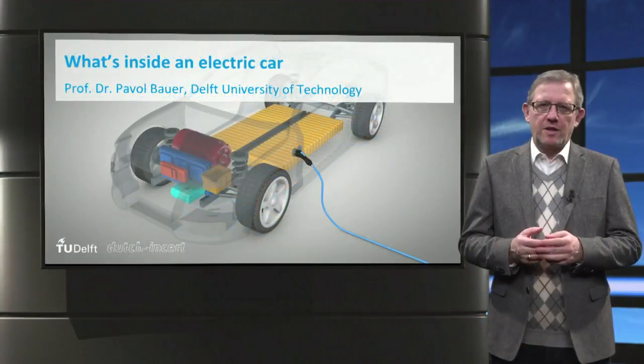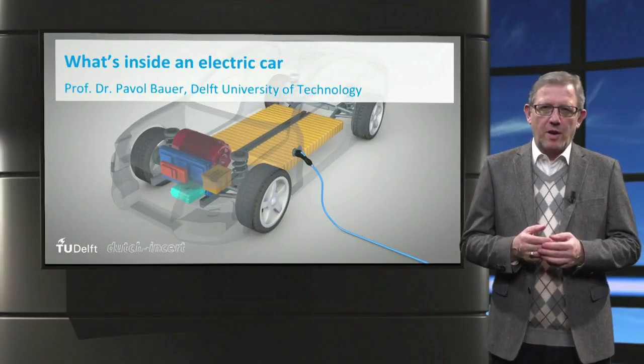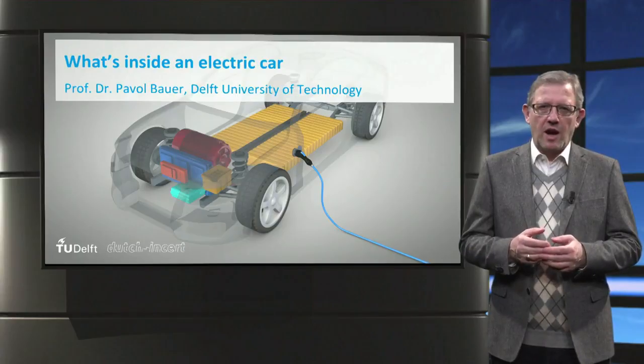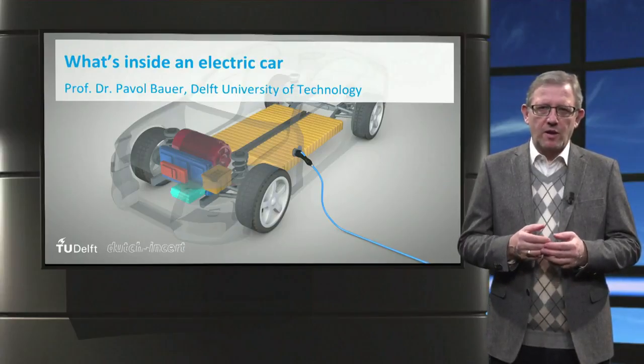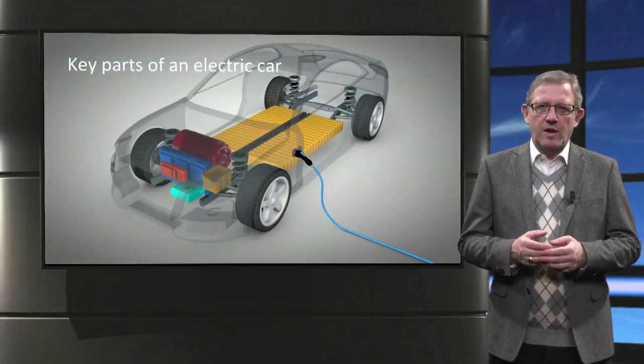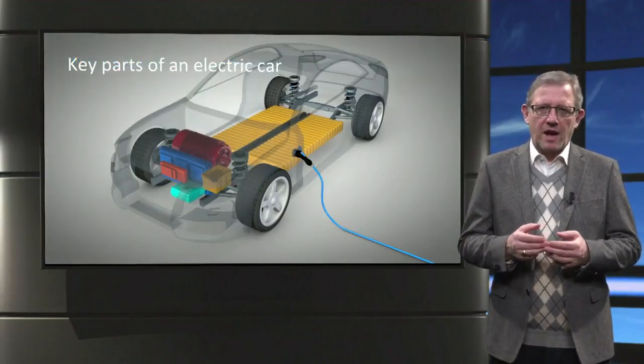Ladies and gentlemen, in this lecture we will talk about the key parts of an electric vehicle and their function. We will then look into how they all operate together to create one of the most advanced vehicles on the planet. In this figure you can see the key parts of an electric car.